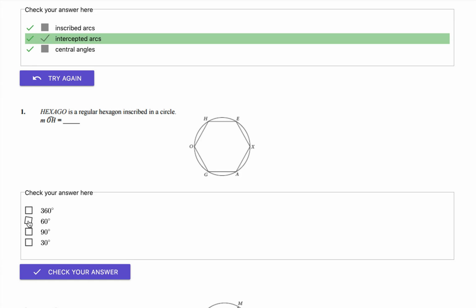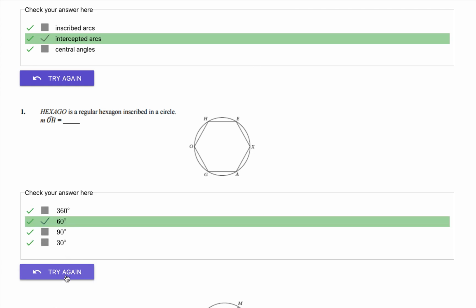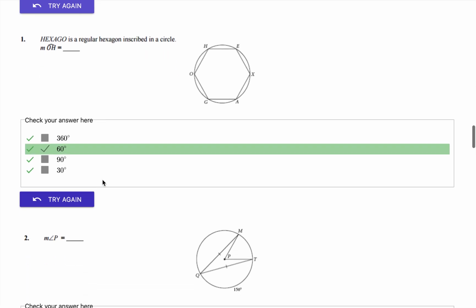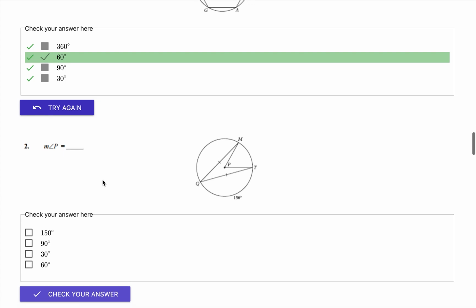So the arc measure is going to be 60 degrees. And the reason why is because each of these arcs are congruent, because each of these chords are congruent, and there's 360 degrees total in a circle, and that's split up evenly among the 6 chords, then we can do 360 divided by 6, which leaves us with 60 degrees. All right, one more problem, kind of similar.